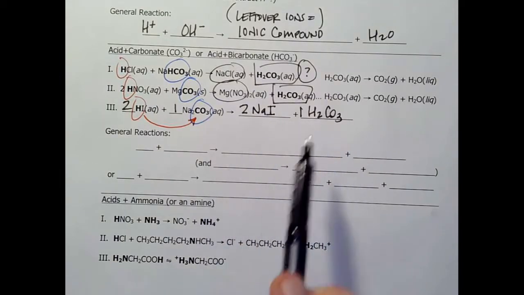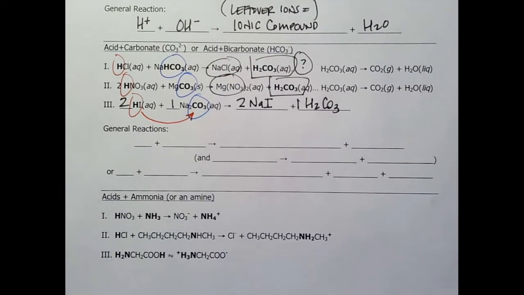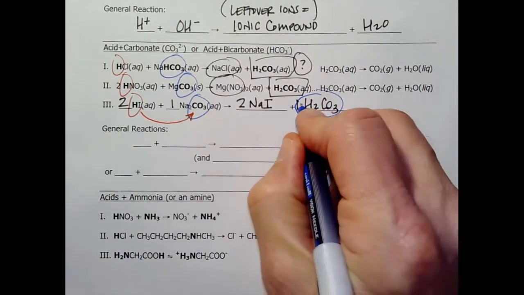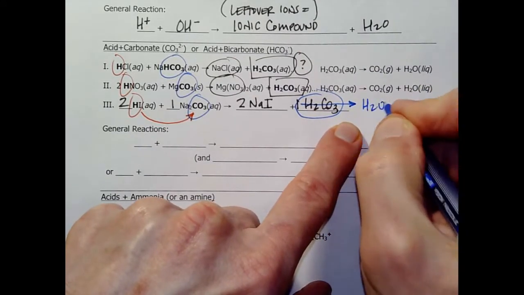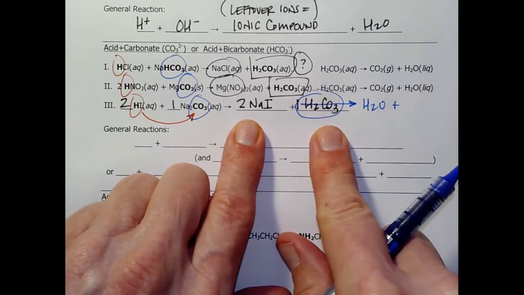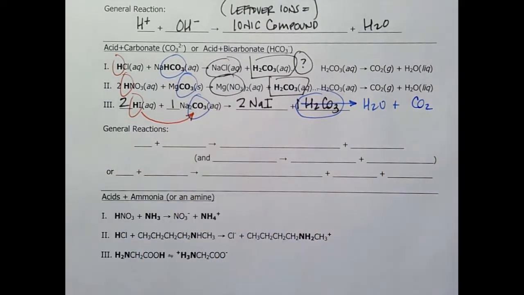H2CO3. Now, here's a funny thing about this, and I talked about this right before spring break, right before everything got crazy. This is very unstable. It immediately decomposes into water. And, oh, now I've got an ionic compound and water. What's left over after you take H2O out of there? CO2. There's the fizzing.